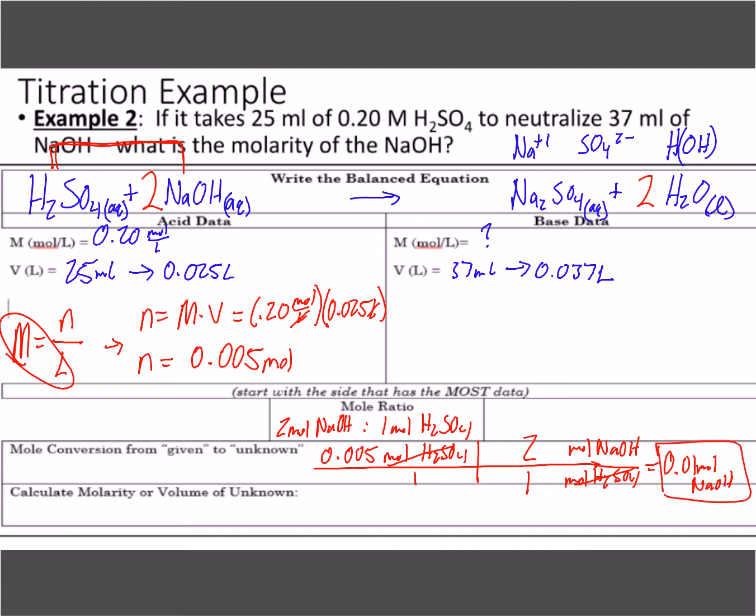Am I done now? No, because what am I looking for? The molarity, guys. Now this should be the easy step. We've done this a lot. My molarity formula, capital M equals n over L. My moles, we just said, was 0.01 moles over my liters. How many liters of NaOH do I have? 0.037 liters. So then I can go up here and just write in my molarity. Go ahead and do the calculation.